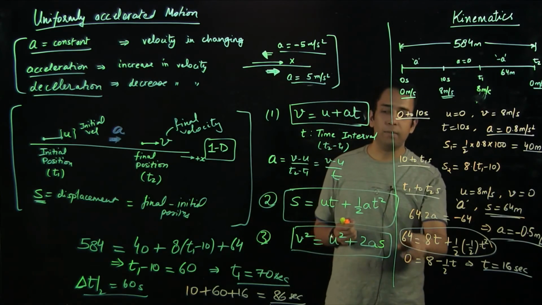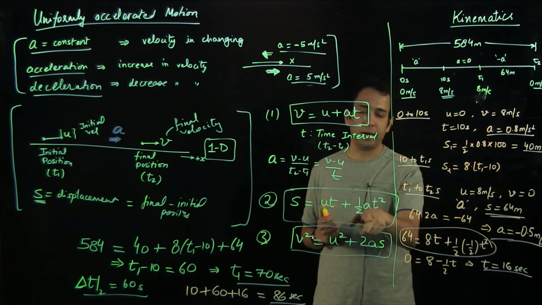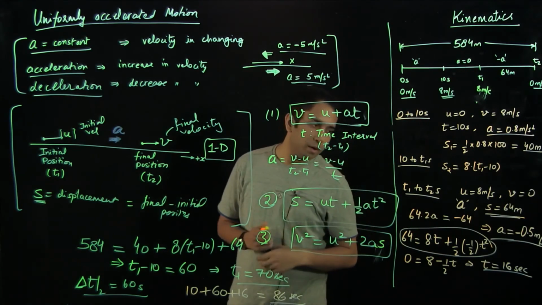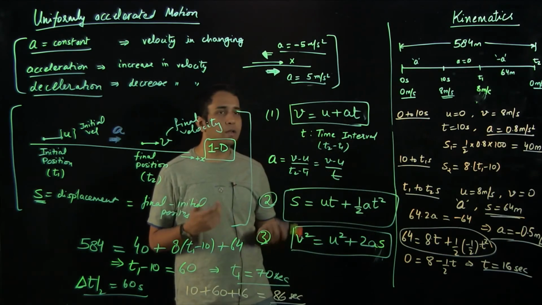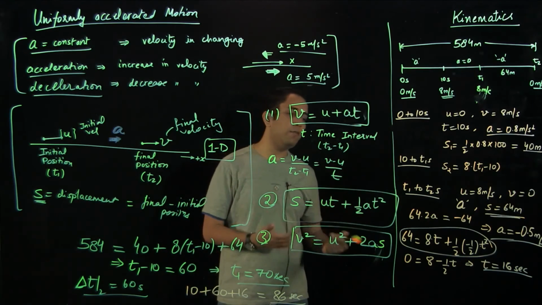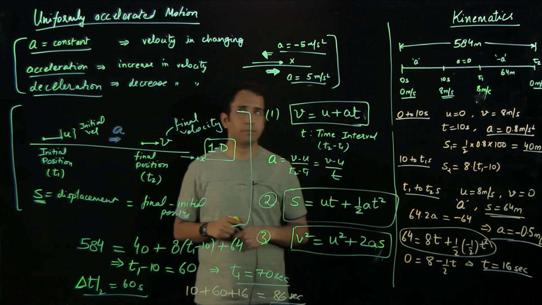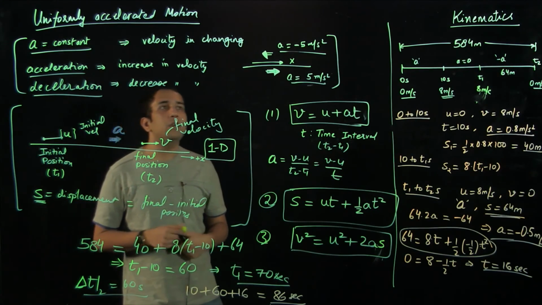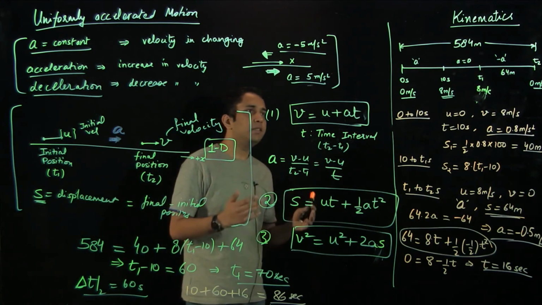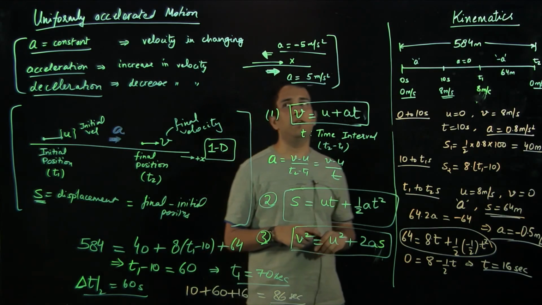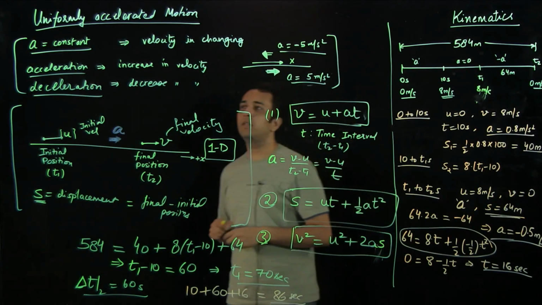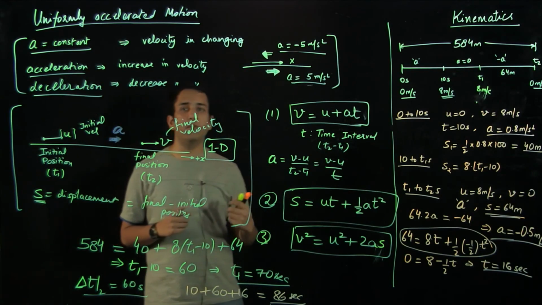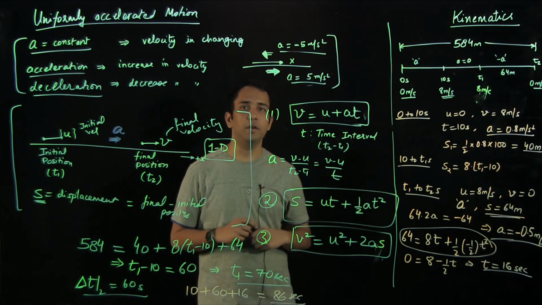Like in this example, we just saw that the second equation was giving us two answers for the time interval, while using the first equation gave us a very straightforward answer of 16 seconds. So we have discussed uniformly accelerated motion, in which we are discussing constant acceleration, but we have not touched upon the concepts of instantaneous acceleration and instantaneous velocity, which we will be covering in the next video in this series of videos.